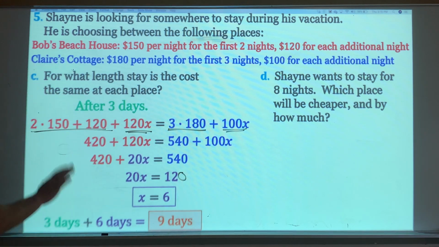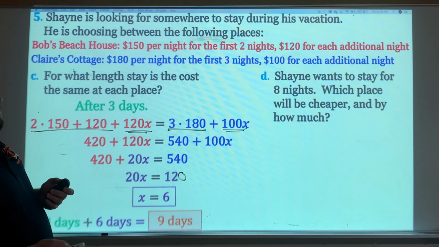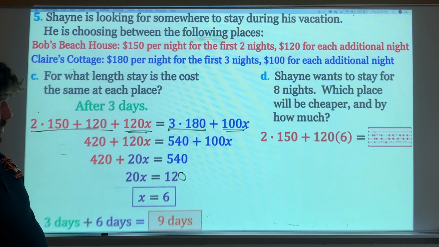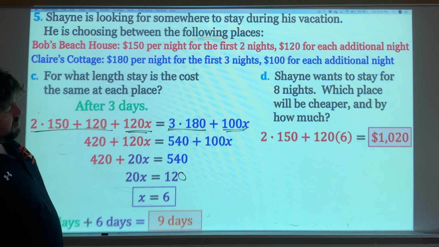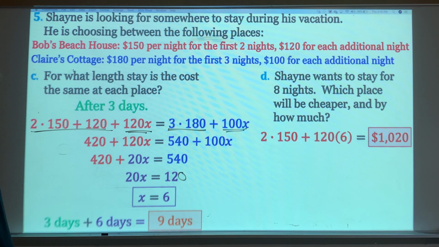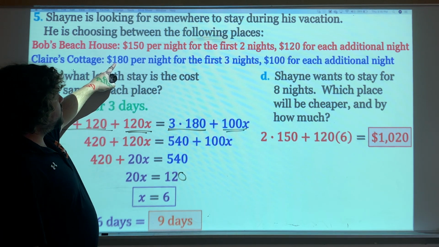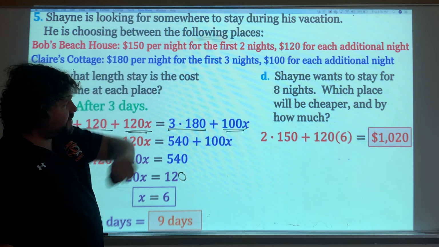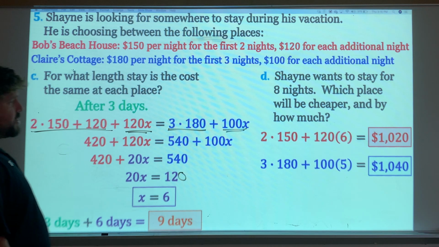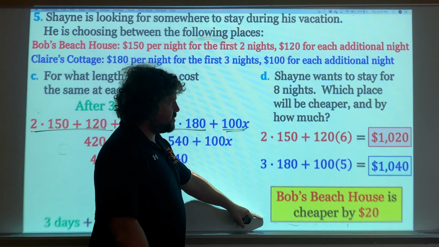All right. Shane wants to stay for 8 nights. So 2 times 150 plus 120 times 6. 300 plus 720, $1,020 for Bob's Beach House. Claire's Cottage, 3 times 180 plus 5 times 100. All right, 540 plus 500 is 1,040. So it's still cheaper to stay at Bob's Beach House by $20.